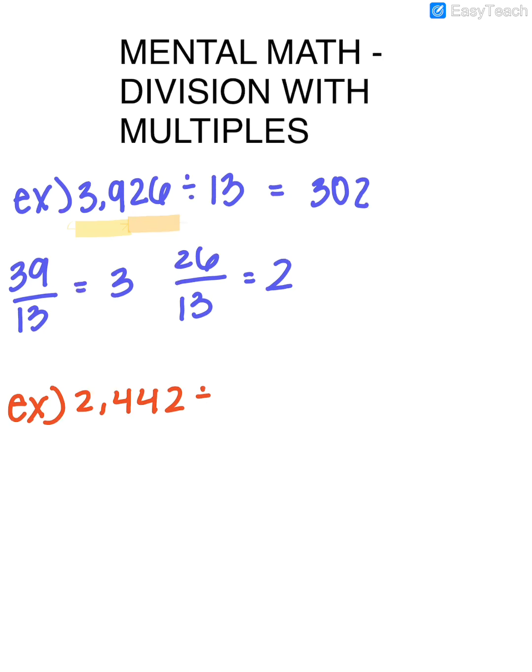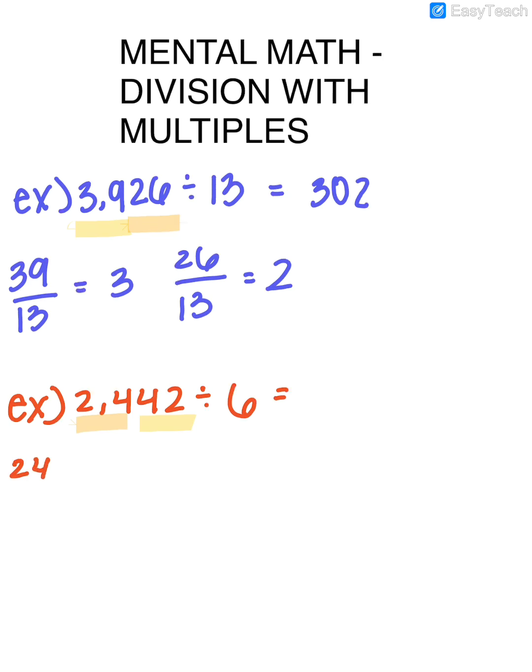Let's do 2,442 divided by 13. And so you see that same pattern, or you should, 24 and 42. And I am so sorry, you guys. This was my mistake. It's divided by 6, not 13. I was thinking of our last question. I got confused. But this is the example right here. 2,442 divided by 6. And we know that 24 and 42 are both divisible by 6.